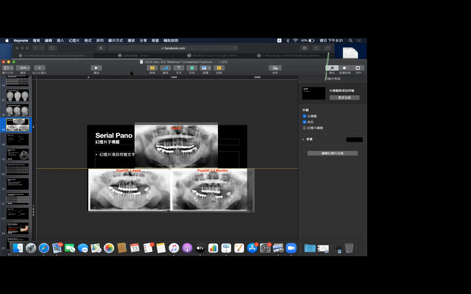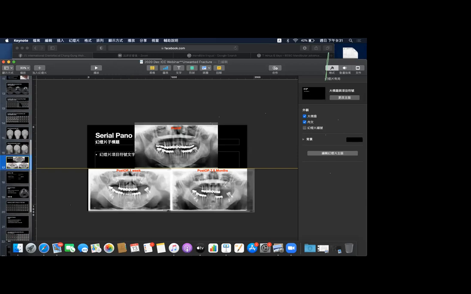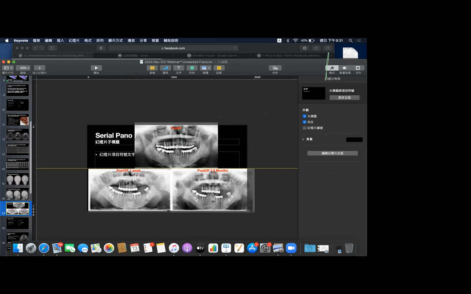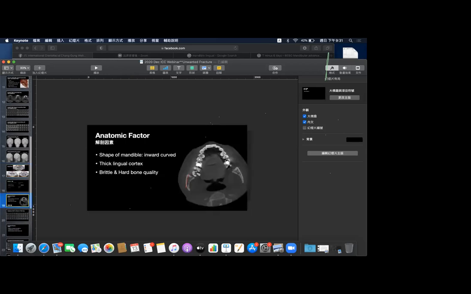Yao from Chuqin. She asked, could I ask, you mentioned one of the anatomic factors that can contribute to unfavorable fracture is brittle and hard bone quality. Are there any ways to overcome that? Do you recommend more sharp cutting for cases like this, Dr. Yao?